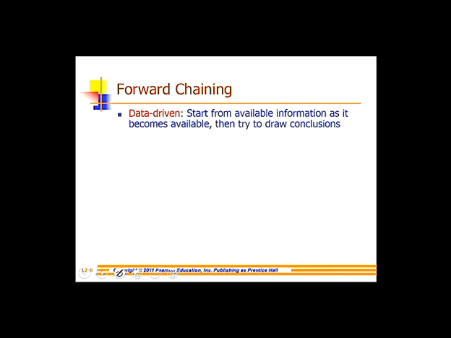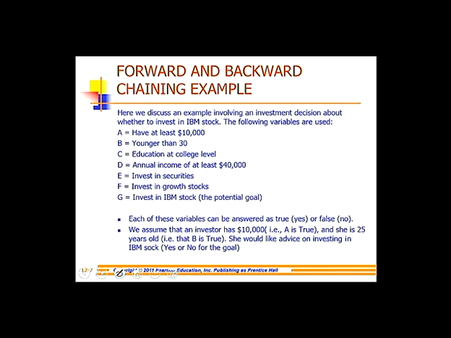On the other hand, forward chaining starts from available information. So it works in the forward direction. If all the clauses in the if part are known, then we can draw the conclusions, we can execute and store the then part information in the working memory.